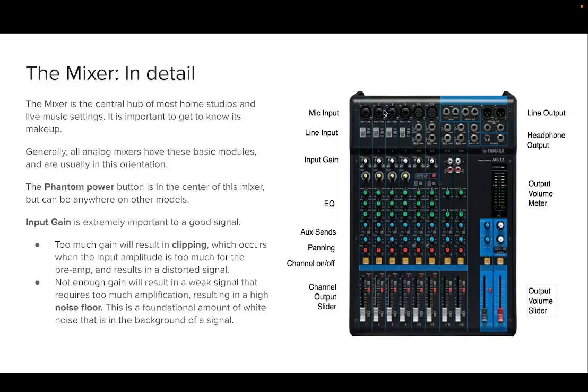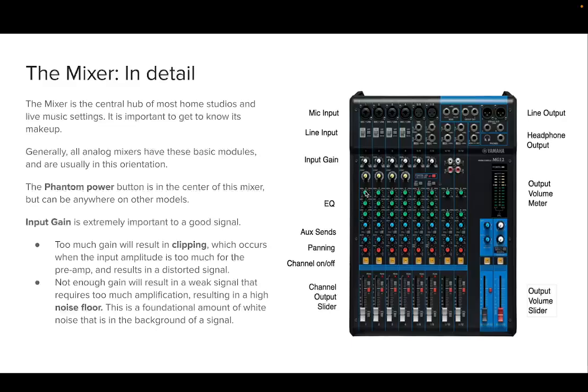Mic inputs are up here. These are your XLR inputs. And this particular mixer has a combo jack, meaning that there's an XLR input on the outside, and in the middle is a 1/4-inch TS input. This is for your line input or instrument level input. We have input gain knobs over here to control the amount of energy coming from the preamp.